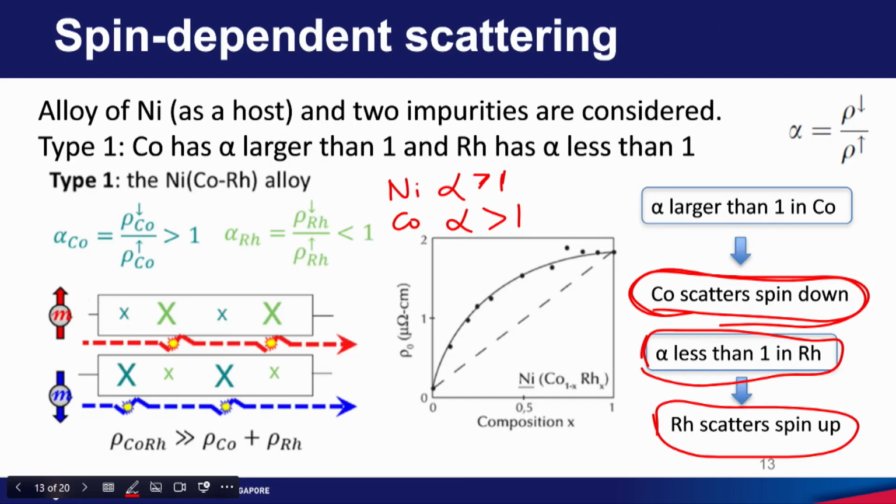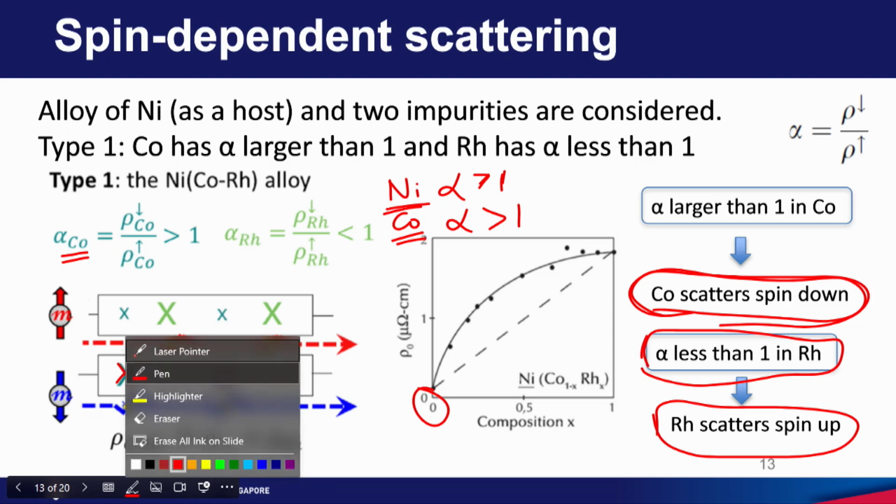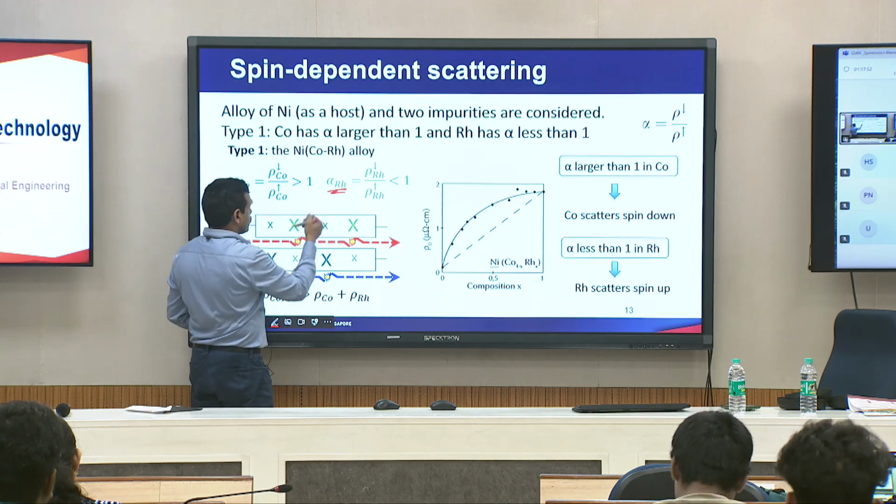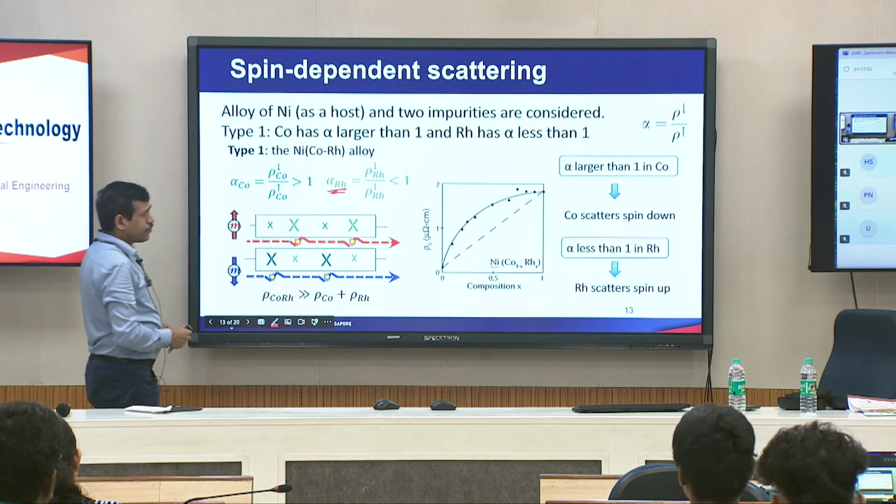So what they do is they take nickel, and nickel and cobalt both scatter spin down electrons only. So they have a color code. You can notice that this dark green color represents the scattering from cobalt, and the light green color represents the scattering from rhodium.